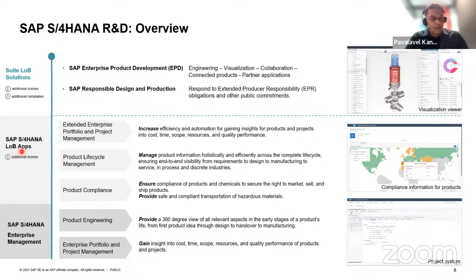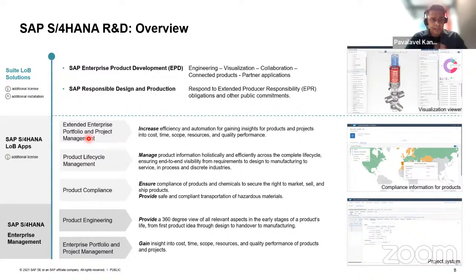Moving on to what is available as part of S4HANA LOB applications, these are additional licenses. So you have extended enterprise portfolio and project management. When you say extended portfolio and project management, you have your entire project systems, you have your PPM, you have your CPM, and you have the entire efficiency to drill down or plan at a higher level what will be the cost, time, scope, and resources required for delivering a project or a product.